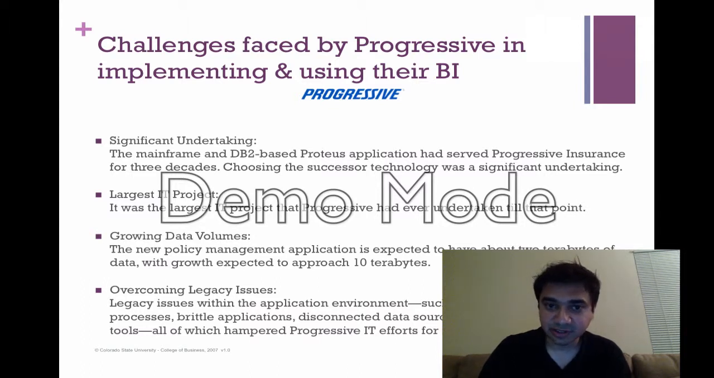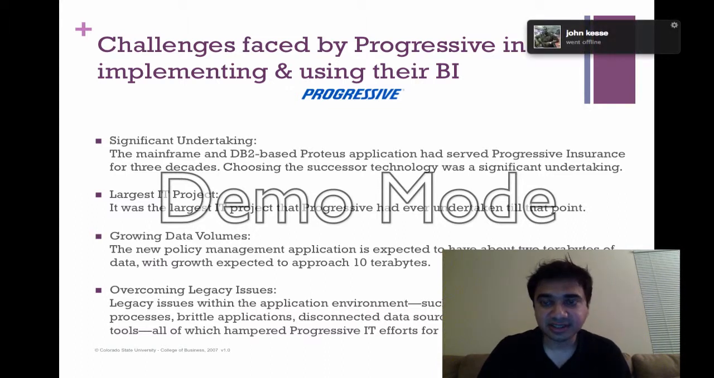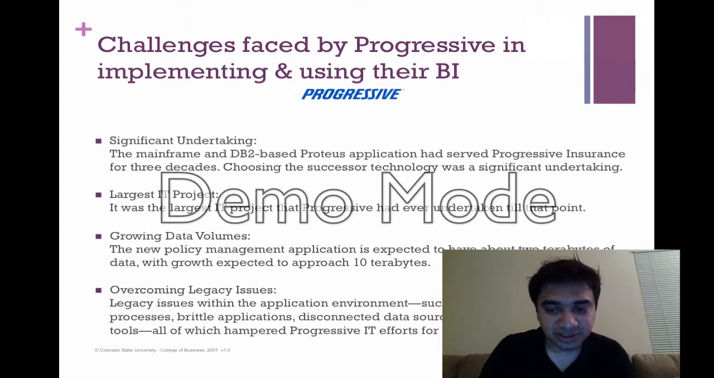They had 30-year-old legacy applications. They had hard-coded business processes, disconnected data sources, fragile applications, and complex development tools, all of which hampered Progressive's IT efforts on this initiative. But the good part is that they overcame all these challenges, and business intelligence has helped them take their business to the next level and improve their brand value, improve customer loyalty, and provide additional channels for revenue.